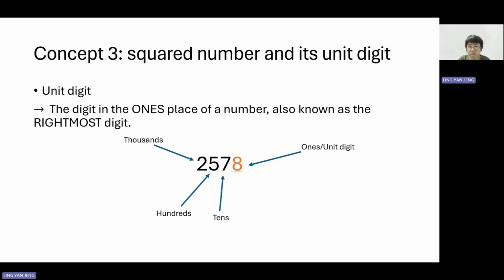The next concept I want to talk about is the unit digit. The unit digit is the digit in the ones place of a number, also known as the rightmost digit. Just take a look at the number 2578. 2 is in the thousands place. 5 is in the hundreds place. 7 is in the tens place. And 8 is in the ones place, also known as the unit digit.